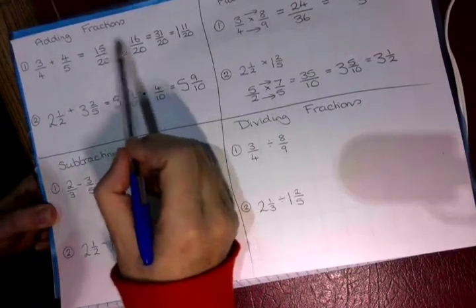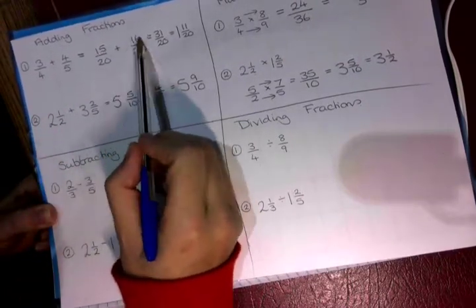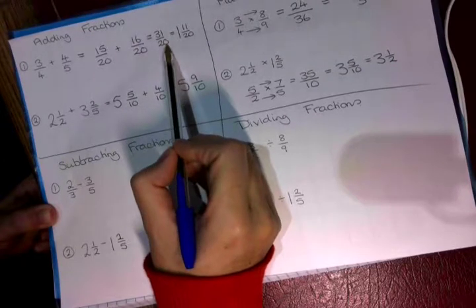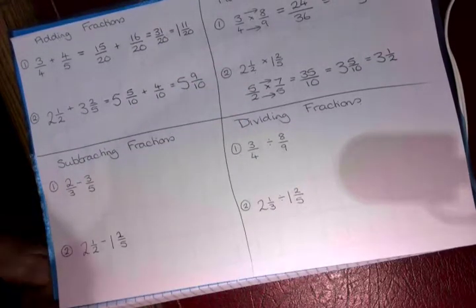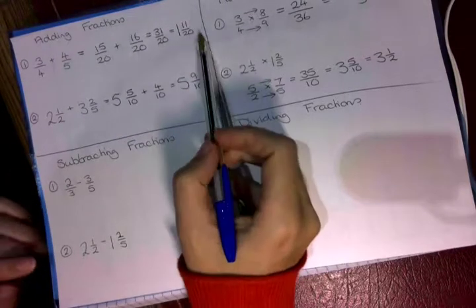Adding the numbers on the top, not the numbers on the bottom, adding the numbers on the top, I get 31 over 20. Cancelling that down, how many 20s in 31? Well, there's one whole one and 11 20ths left over.